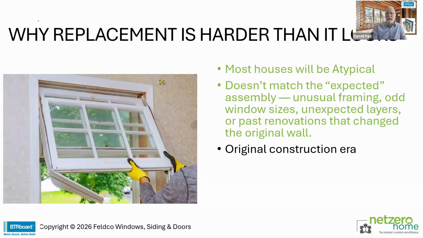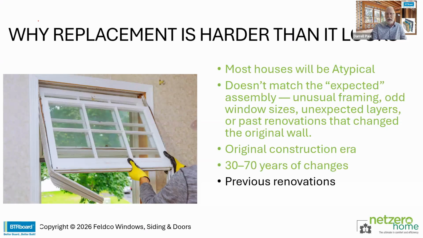You also have to look at the original construction era. So buildings built in the 1940s, 1950s, those are going to have fir construction versus spruce construction. How does that differ? Well, some of those things are very important to understand in terms of when the building was built. 30 to 70 years of changes are going to impact how that building was done. Maybe it's been renovated more than once, maybe several times. And then the other big one is unseen damage to the framing. And you may not notice that until you actually rip that section out.